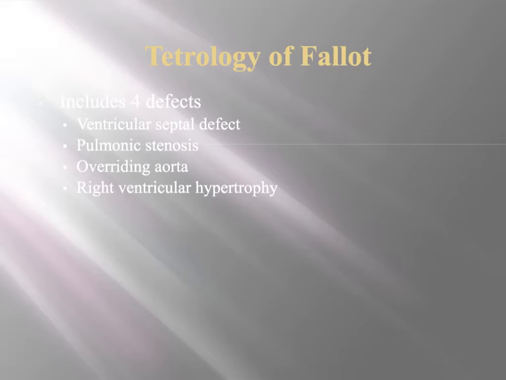It needs to have these 4 defects, 4 abnormalities, to be tetralogy of Fallot. If it does not have a ventricular septal defect, does not have pulmonic stenosis, does not have an overriding aorta, or does not have right ventricular hypertrophy, it is not tetralogy of Fallot. Okay?